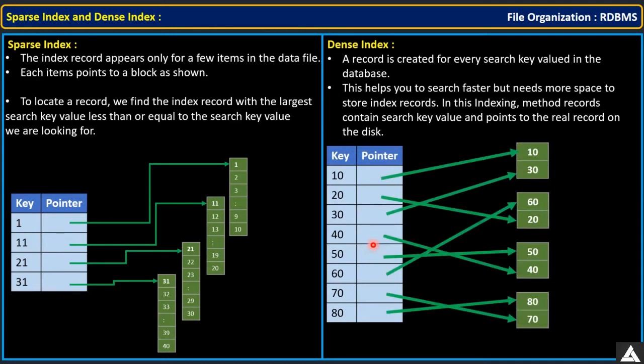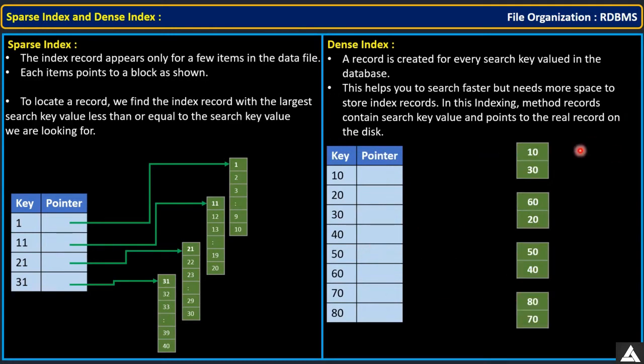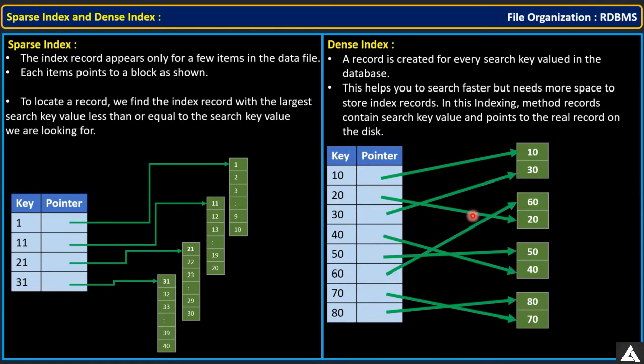Here you can see a total of 8 records, so 8 index records we need. That is the simple thing, and they are going to point like this. Only keys are ordered, and the records may or may not be ordered. This helps you search faster, but needs more space to store the index records. This table requires more space actually.